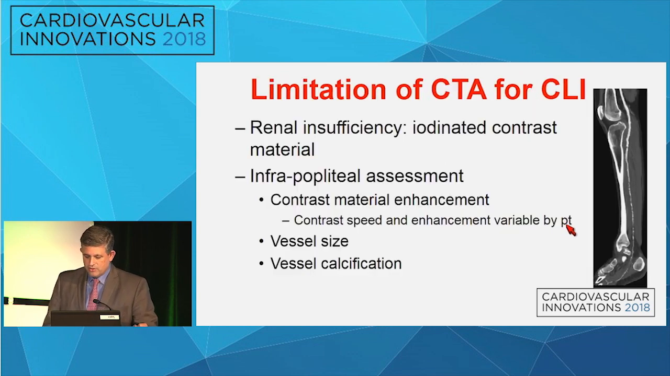But there are limitations when we look at CTA for CLI, because a lot of our patients have renal insufficiency. They can't afford the iodinated contrast material, and when we assess the infrapopliteal vessels, we need to distinguish between calcium and contrast, or the vasculature. And sometimes it's very difficult in these very small 2-millimeter vessels.